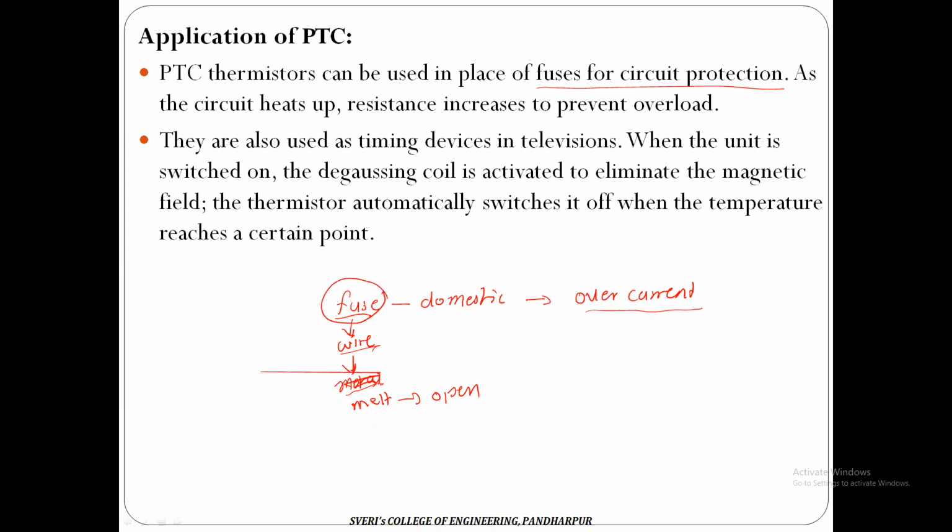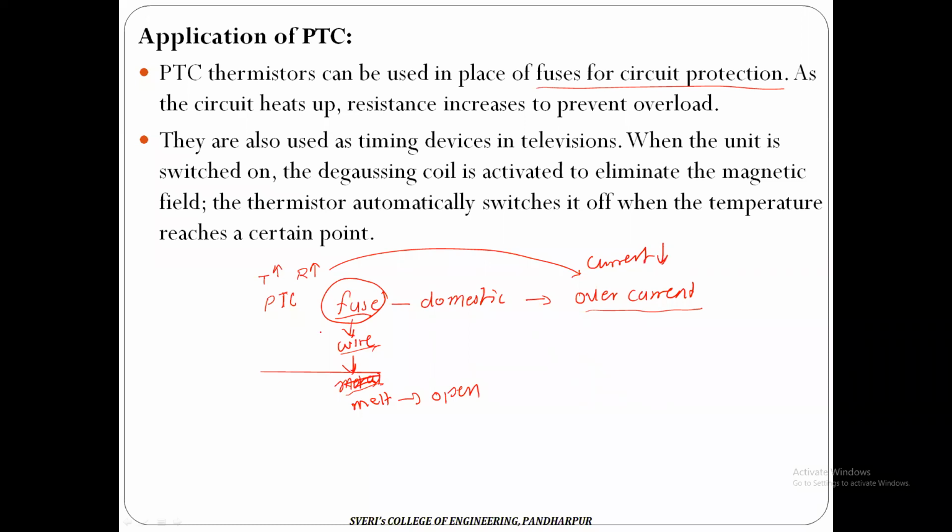Now, in place of fuse, if we use that PTC type of a transducer, आता बघा काय होऊ शकतं. जर overcurrent flow झाला, means current it will increase. Definitely the temperature of that wire also increases. As temperature increases, PTC resistance, thermistor resistance also increases. And if the resistance increases, then what about the current? Definitely current it will reduce.